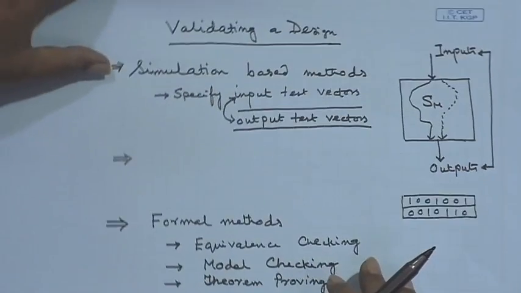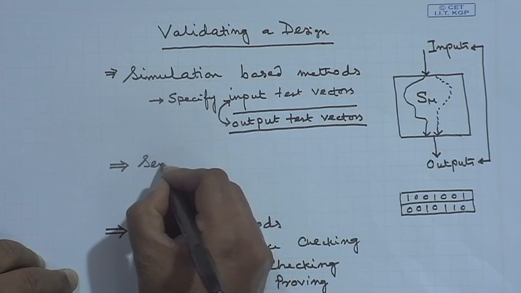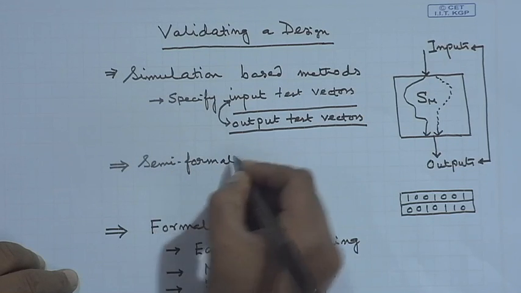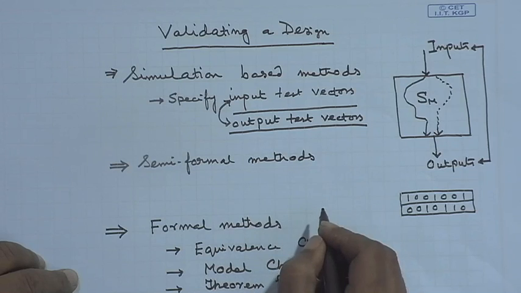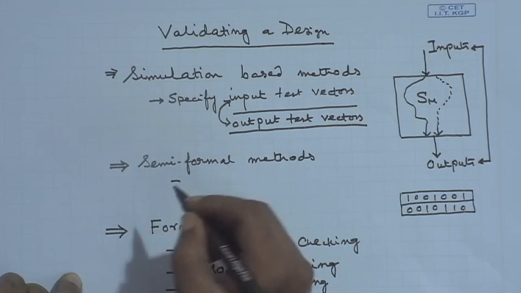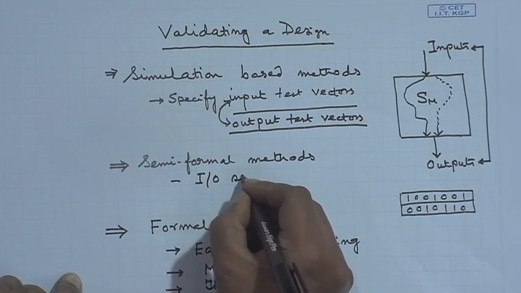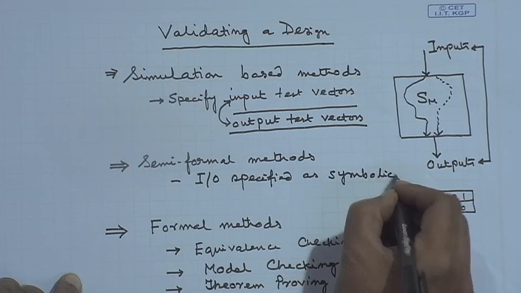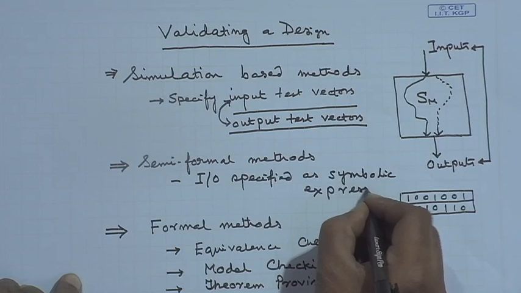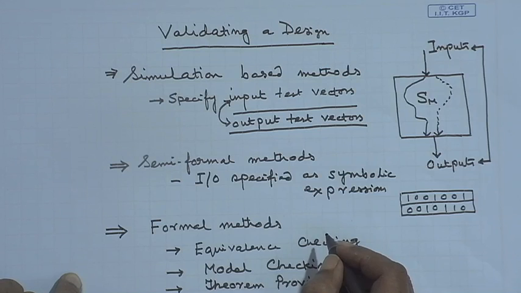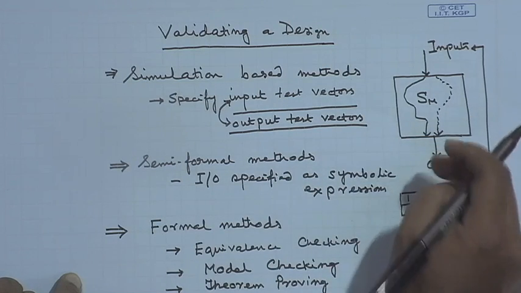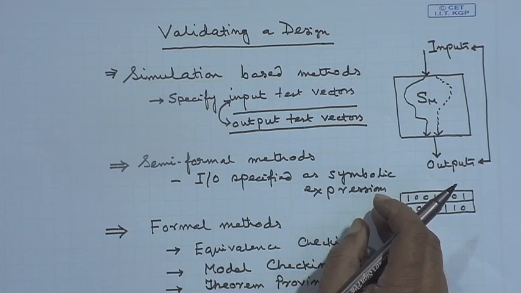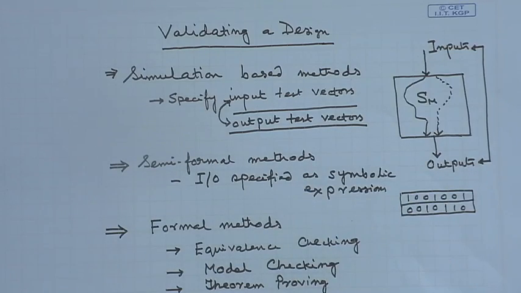In between these two methods, we have semi-formal methods, where we take recourse to specifying the input and output as symbolic expressions, and we check the simulated output with respect to these expressions. So, the desired inputs and outputs are given as symbols. A symbolic expression may be a predicate, a behavior, an assertion, some sort of proposition or predicate.